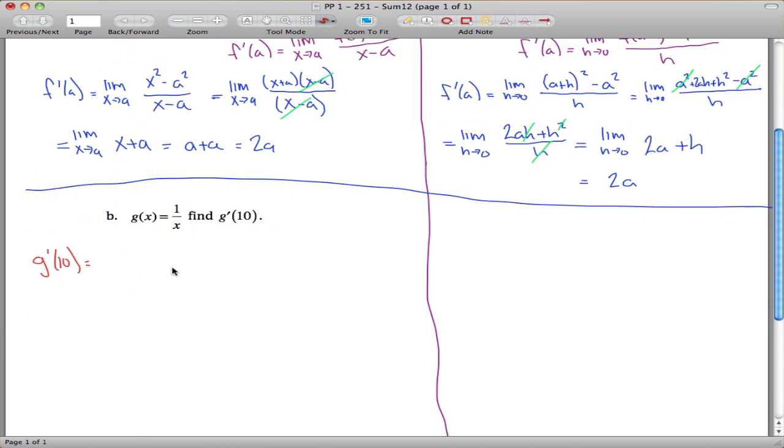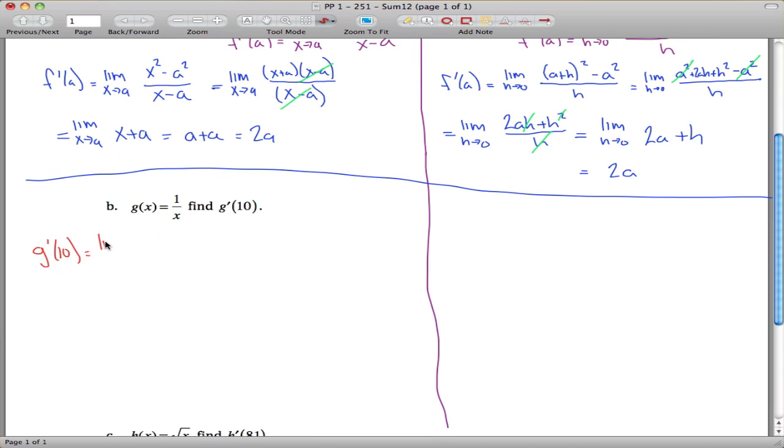to 10. So what I do is I say, all right, that's the limit as x approaches 10 of g of x minus g of 10 divided by x minus 10. And so this is the limit we want to figure out.